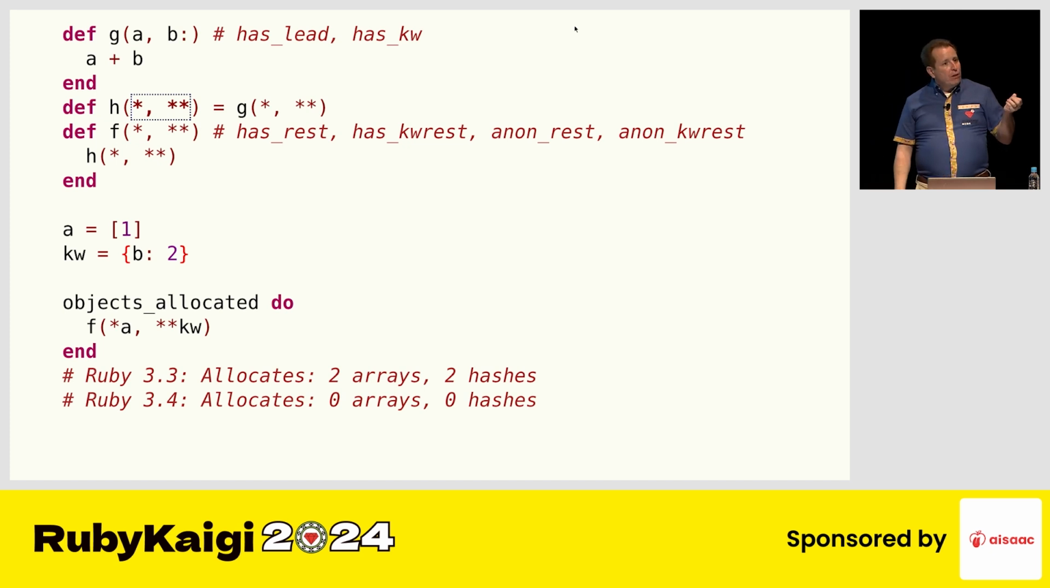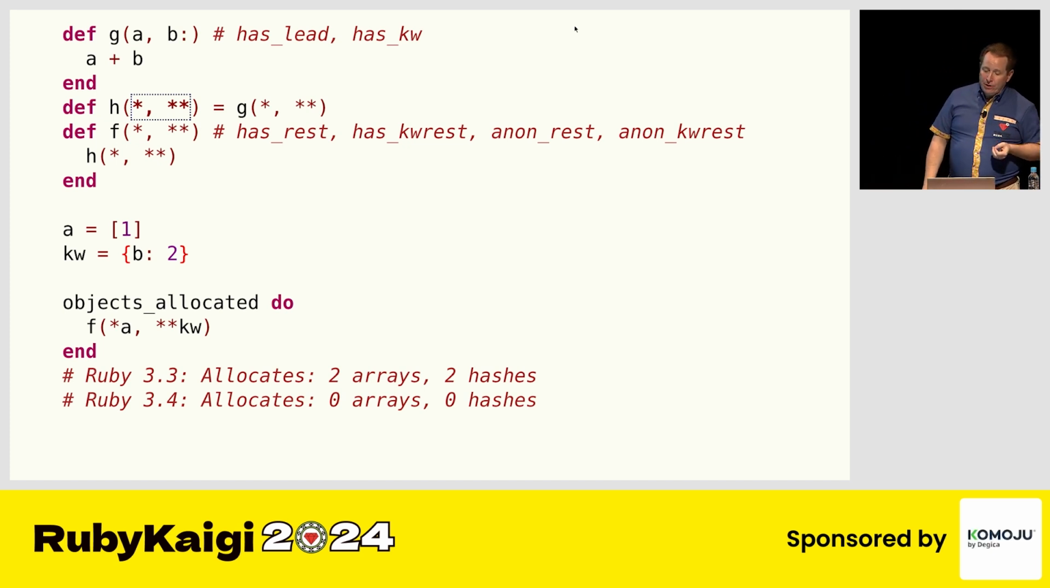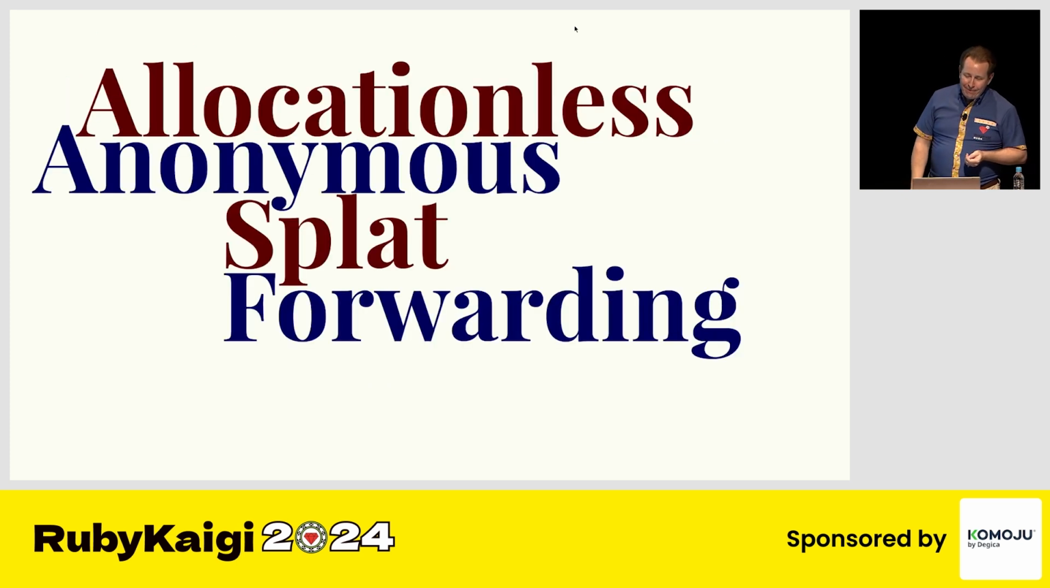In Ruby 3.2 and 3.3, using anonymous parameters was purely for nicer syntax. But starting in 3.4, it offers better performance in some cases, which grants Ruby users an additional way to optimize their code. I really like this optimization. I've given it a name, Allocationless Anonymous Splat Forwarding.